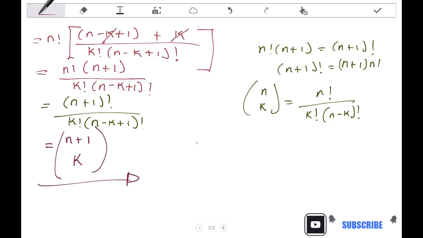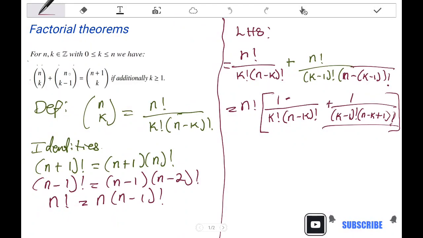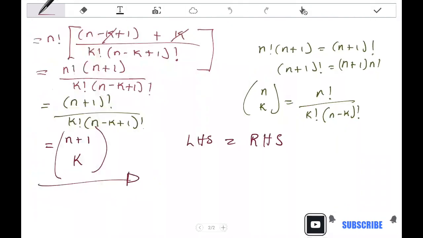Then this left hand side is now equal to the right hand side. If you go back and look at this, we had to prove that this is equal to that, so we proved that. Then we're done. See you next time.